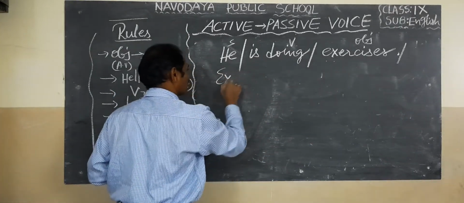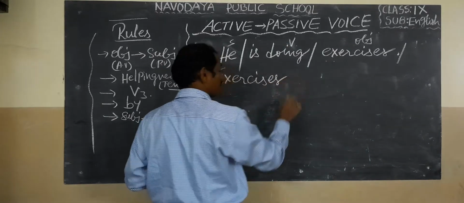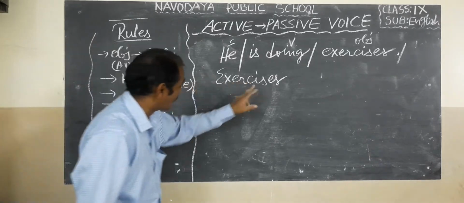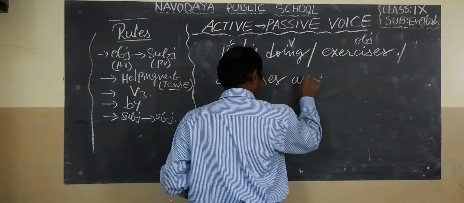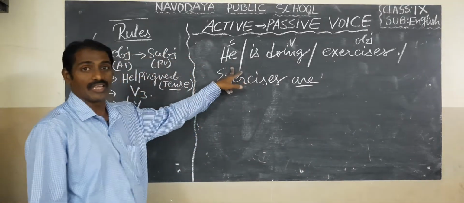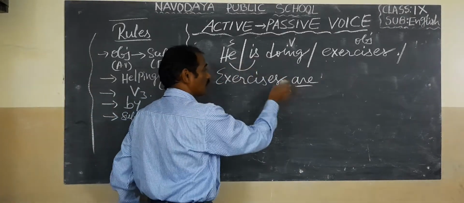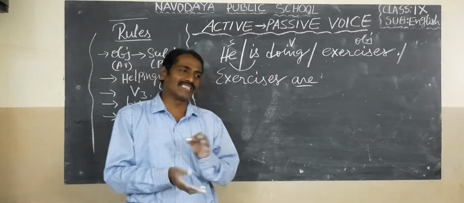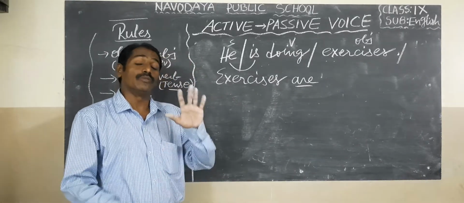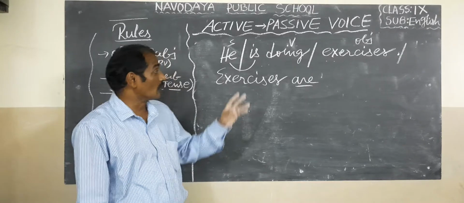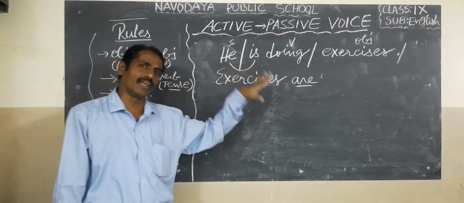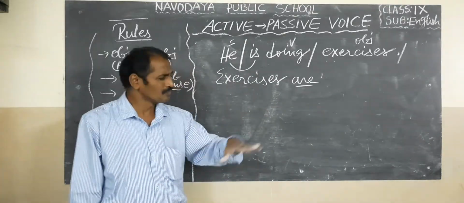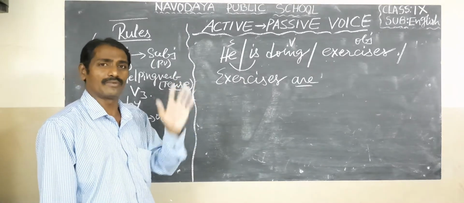The object became the subject. Exercises: plural or singular? Exercises means plural, so we should write the helping verb are. The subject he is singular, so we must write he is because it is present continuous tense. One more important thing: in active and passive voice there will be no change of tense. If the active voice is present tense, the passive voice is also the same tense.